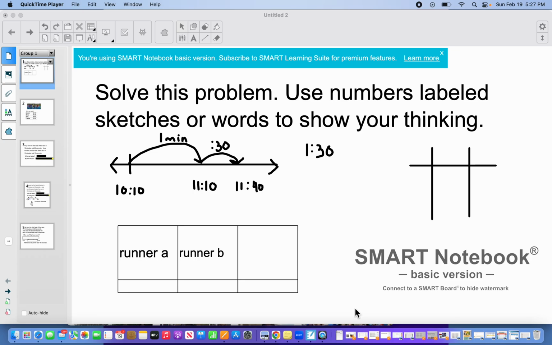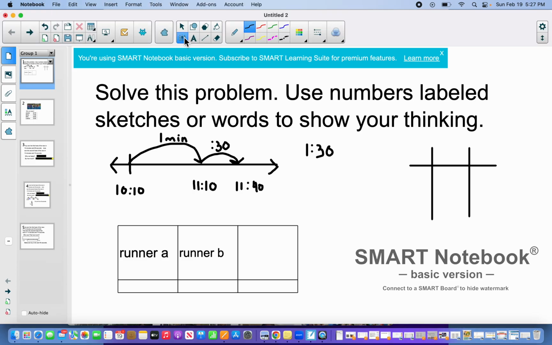Unit 4 in math, you have to solve some problems involving time. One example is you're going to have to solve some problems involving minutes and seconds. So the directions are going to say, solve this problem, use numbers, labeled sketches, or words to show your thinking.